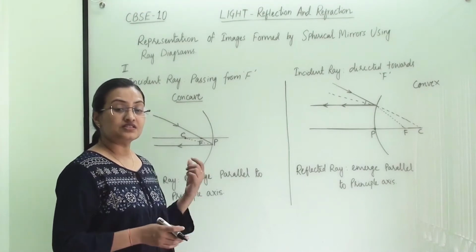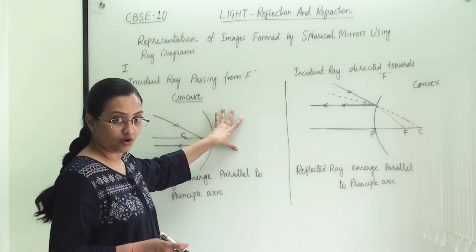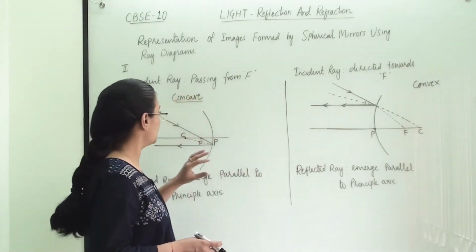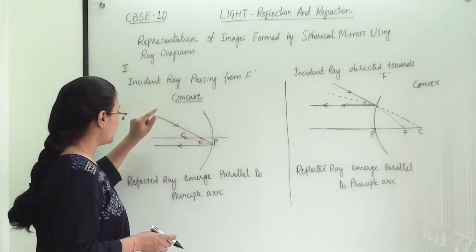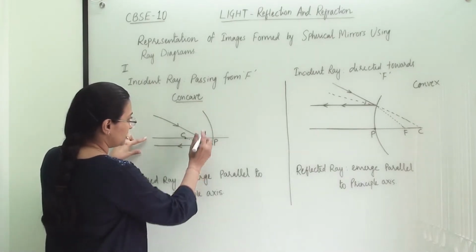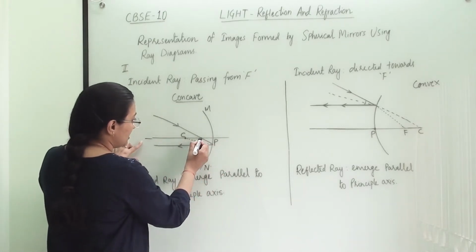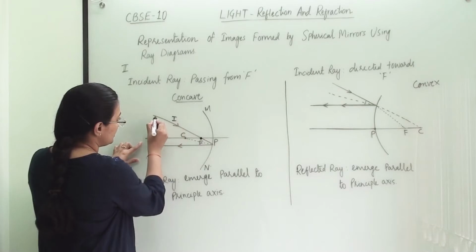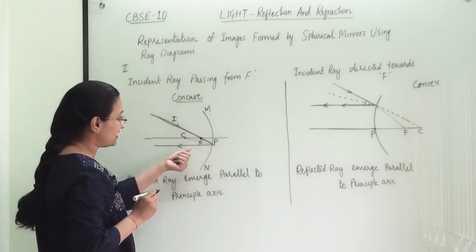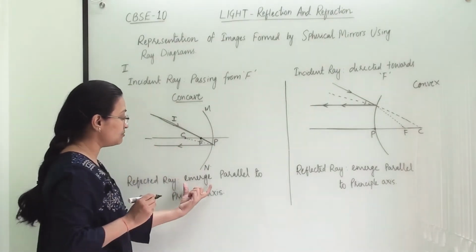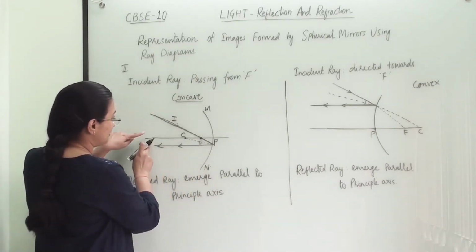Second case, in which the incident ray passes through the principal focus point. The first case is for the concave mirror and the second case is for the convex mirror. So here, the incident ray is passing through the principal focus of the concave mirror. This is our concave mirror, this is the aperture M and N, this is our principal axis, and this is the incident ray passing through the point F. Then the reflected ray will emerge parallel to the principal axis.